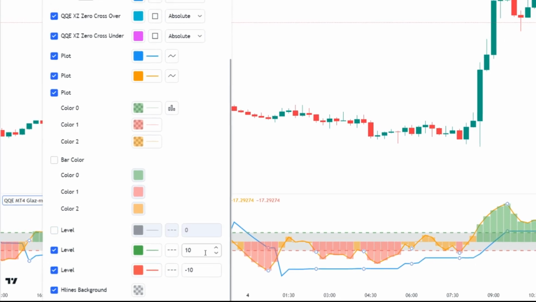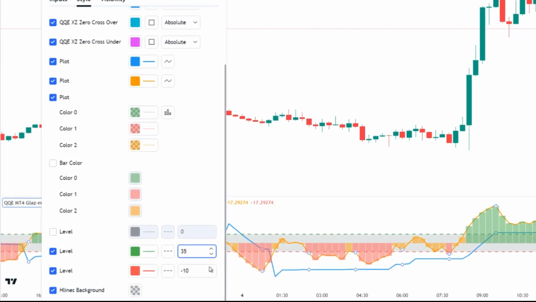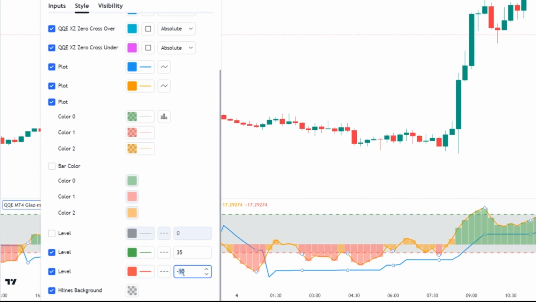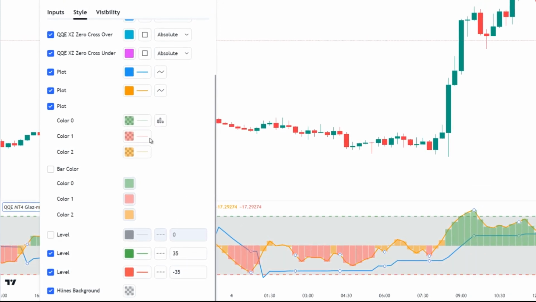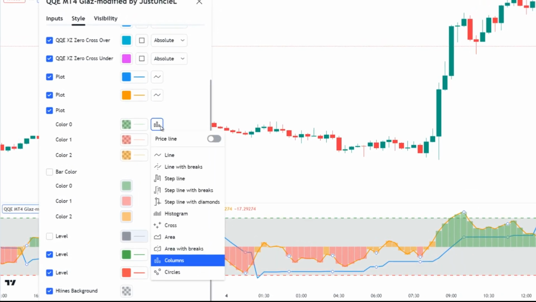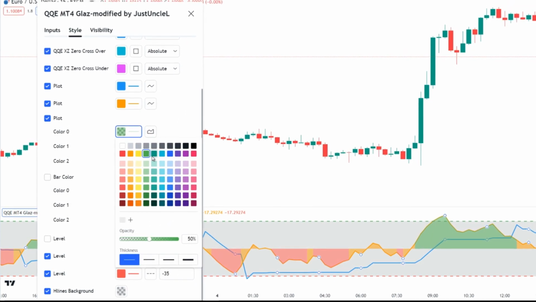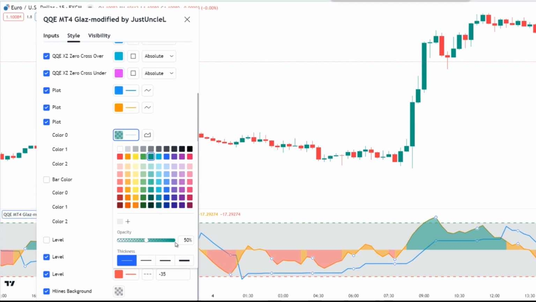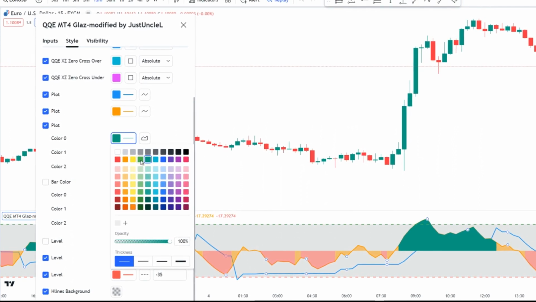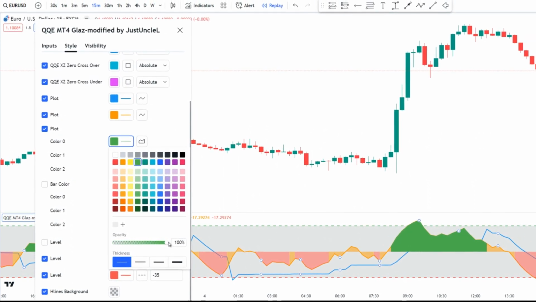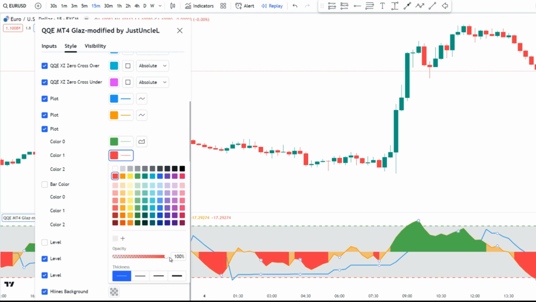Next, we're gonna uncheck level for zero line, and we're gonna keep both green and red at 35. After that, we're gonna go to plot and change it from columns to area. Then we're gonna change the zero color to green and keep the opacity at 100 to make it more sharp and readable. And we will do the same for the rest.